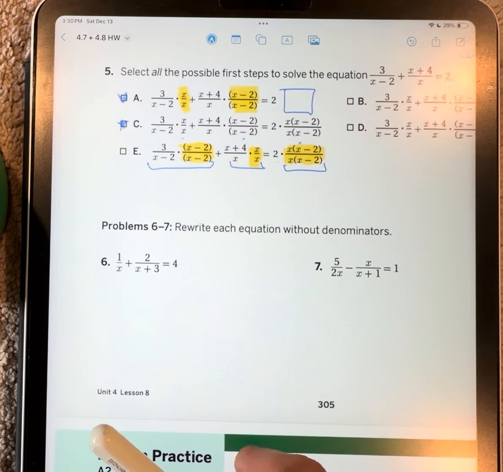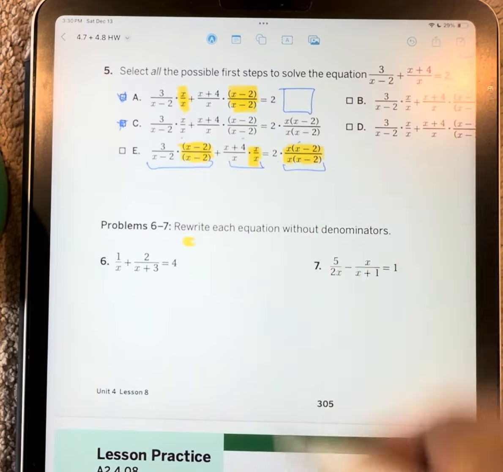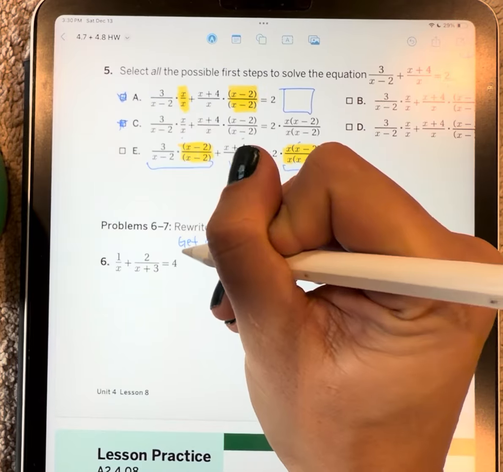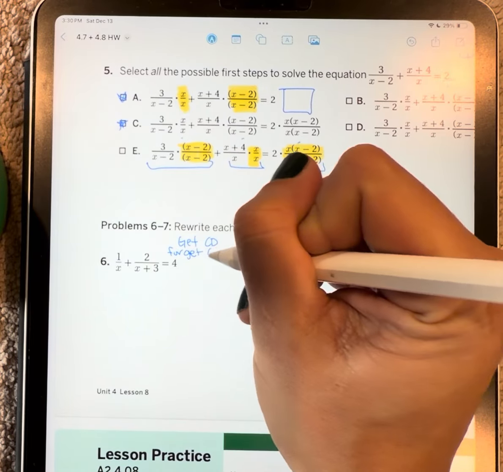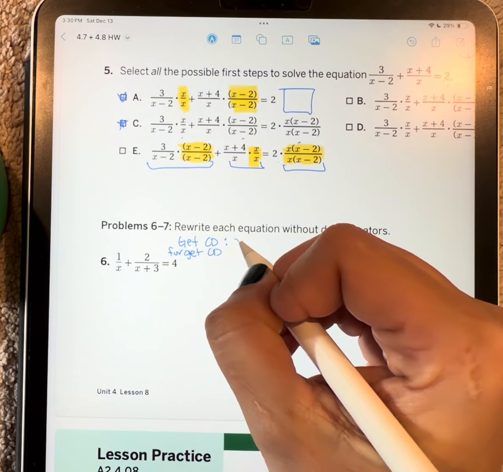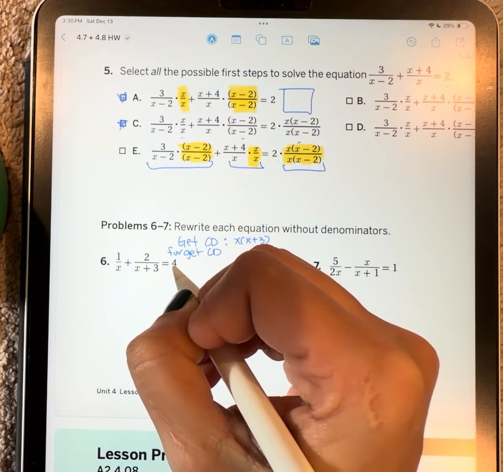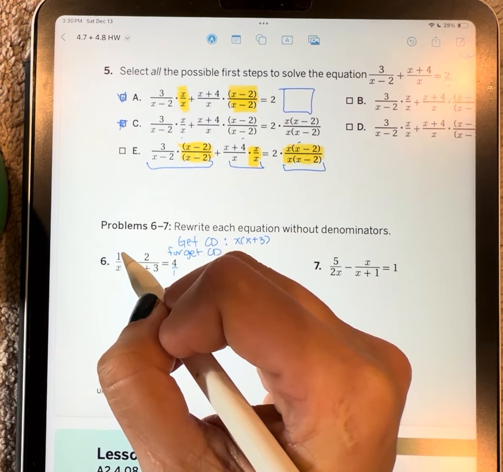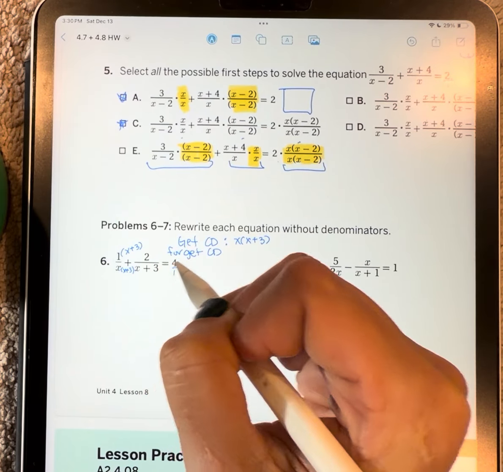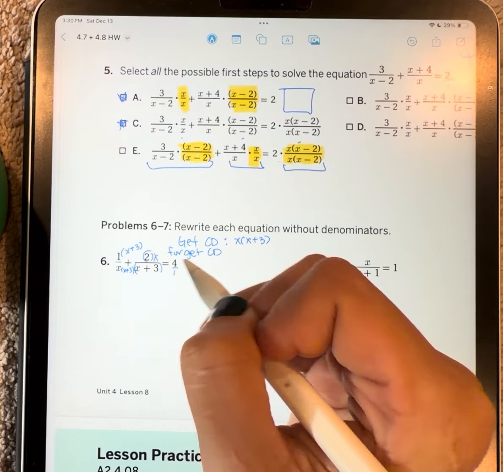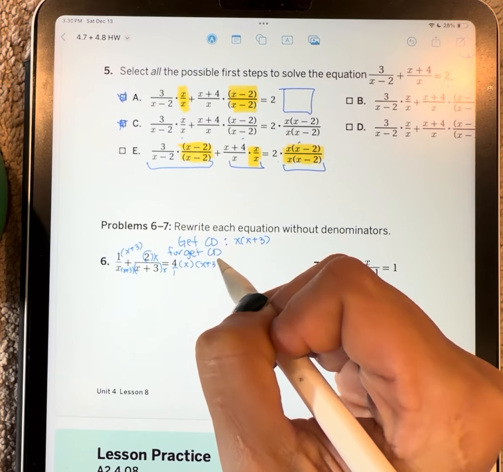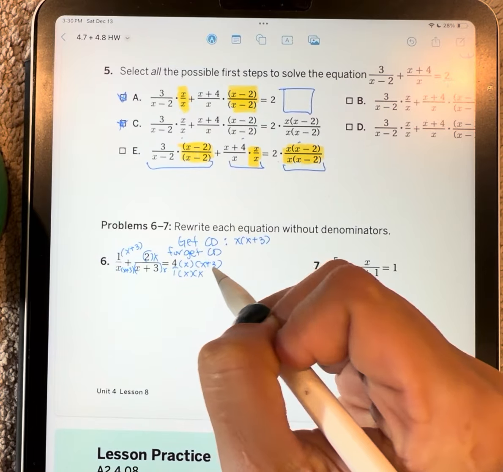Now we're going to rewrite these equations without denominators. Okay. So we're going to get the common denominator. Then we're going to forget it. The common denominator here is x times x plus 3. So we're going to go to each one. On this first one, I'm going to multiply the top by x plus 3 and the bottom by x plus 3. On the second one, I'm going to multiply the top by x and the bottom by x. And on this third one, I'm going to multiply it by x and x plus 3.